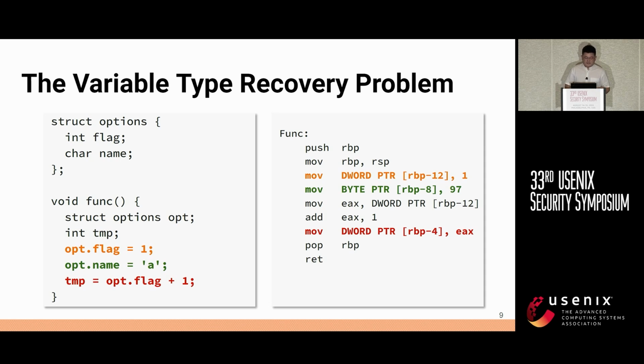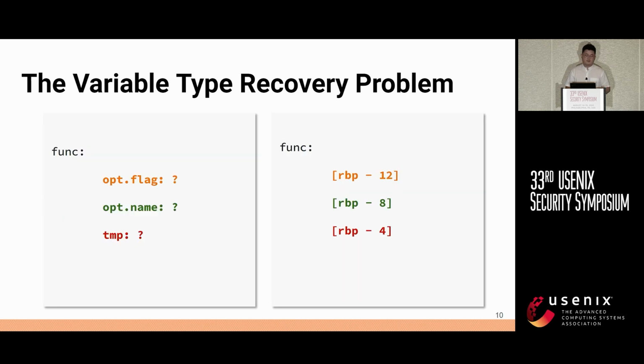There is one structure type, options, which has two members, one integer type, the other char type, and the function func simply assigns values to those variables. And the corresponding assembly code is marked in the same color here. We treat the variable type recovery problem as reconstructing the source level types from untyped memory addresses.